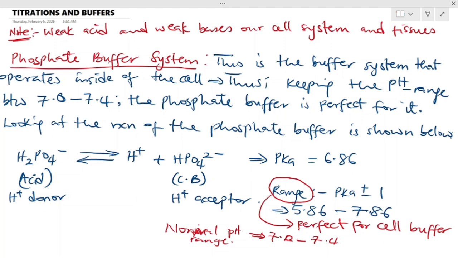This ends our set of lectures for buffers today, and in our next class, we'll begin to look at practical problems and examples that we can use to calculate and solve for titrations and buffers. See you in the next class.